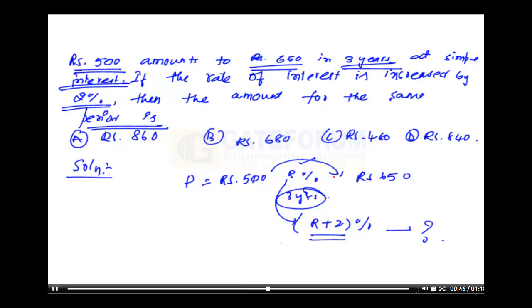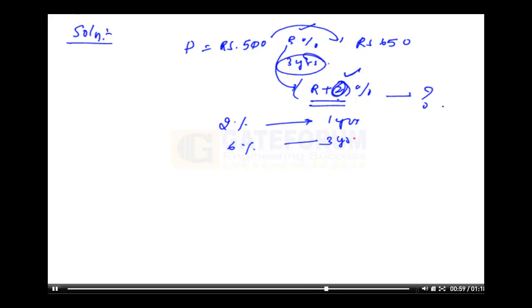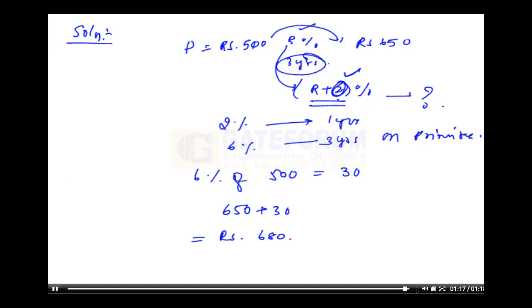Now, the difference is only 2%. The rate of interest is increased by 2%, so the interest will be increased by 2% every year. That means a total of 6% for 3 years on the principal, which is 6% of 500, which is nothing but 30. So the amount will be more by 30 rupees. Initially it was 650, now it is 30 more, so the new amount will be rupees 680.